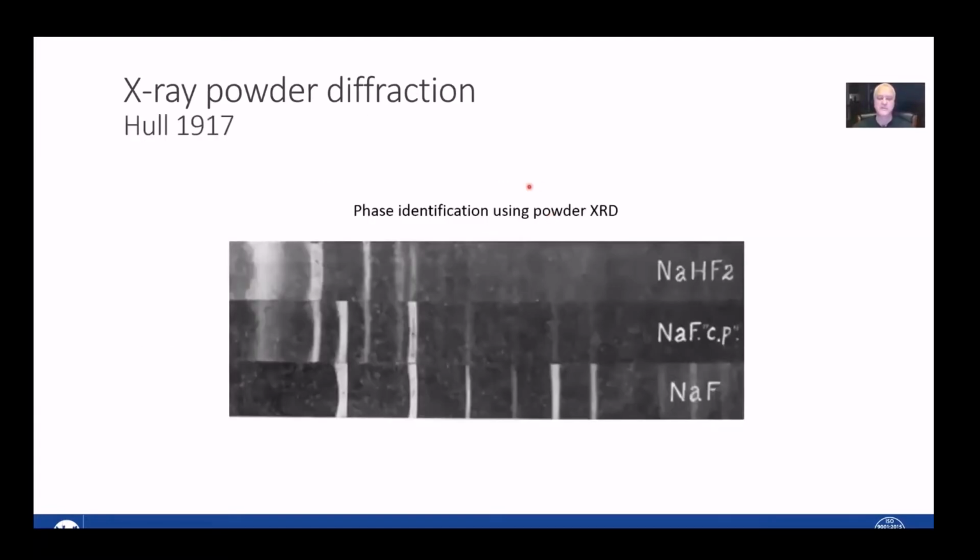Hull went a step further and showed that you could use XRD for phase identification, where he took a mixture of two different sodium fluoride type phases, and when he analyzed that mixture, was able to show that you could differentiate the two different phases in the mixture itself.